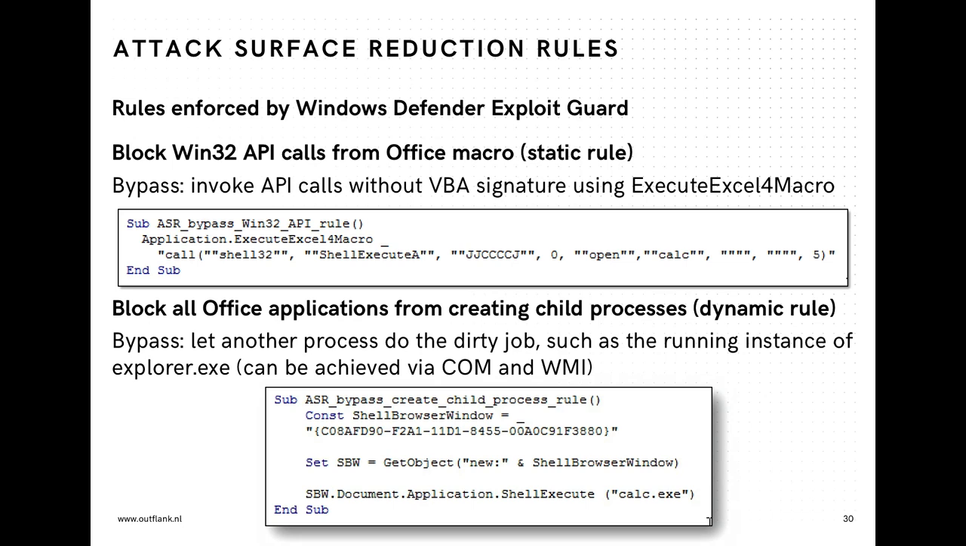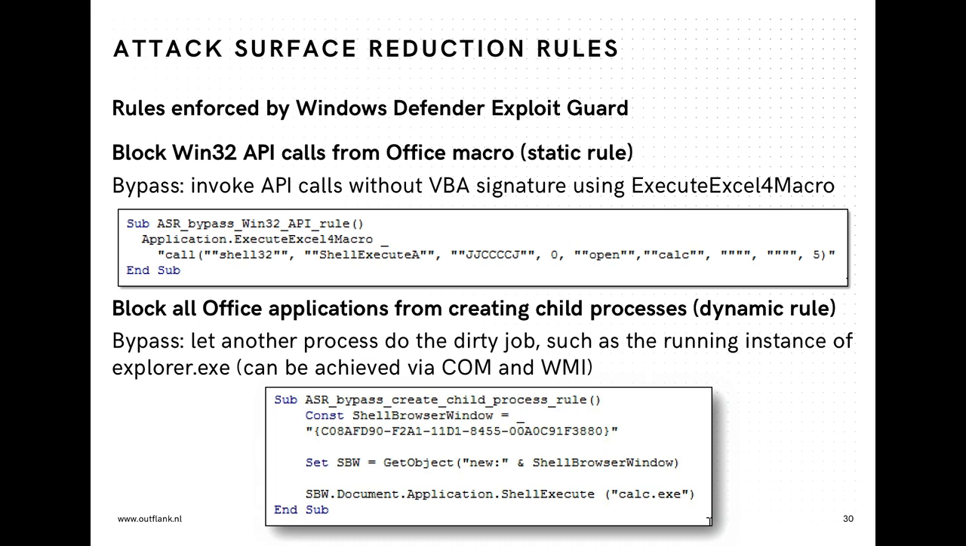The first rule, block Win32 API calls, is a static rule. So Windows Defender Exploit Guard just scans a macro to see if there are any VBA signatures for forbidden Win32 API calls. So how can we bypass this? Well, we can actually go from VBA to Excel 4 macros and thereby call the Win32 API call dynamically without having to have a VBA signature for that Win32 API function. You see a few lines of code that do just that for ShellExecuteA with calc.